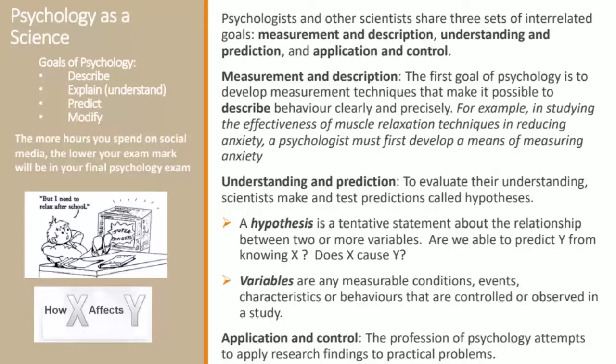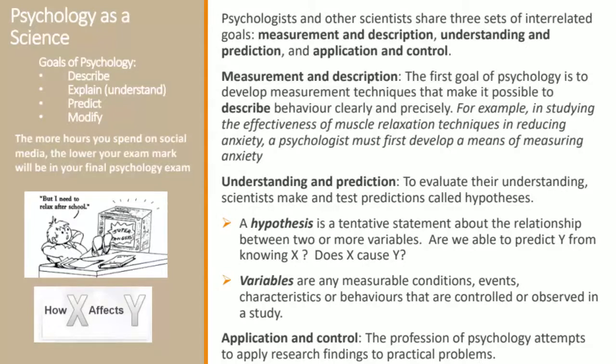So for example, an example in the pictures there is: the more hours you spend on social media, the lower your exam mark will be in your final psychology exam. Okay, so we're looking at relationships between things. We're measuring the amount of time people spend on social media. Does that impact their final marks in an exam? We're looking at how X affects Y. We need to understand it, measure it, describe it, and make predictions about it.